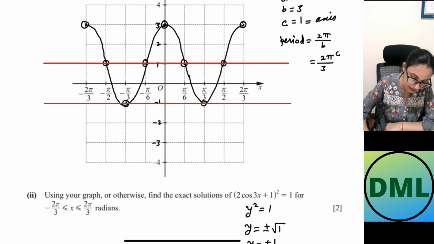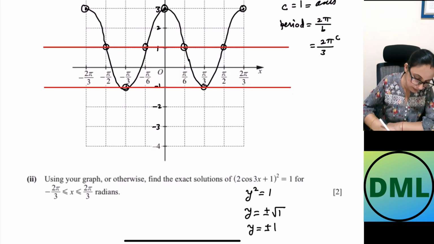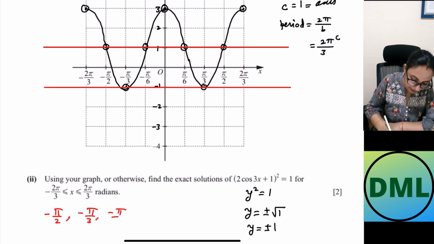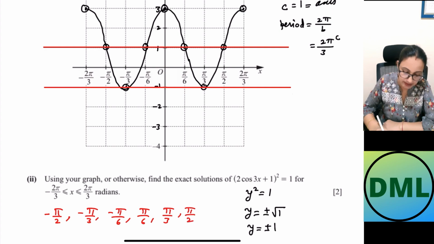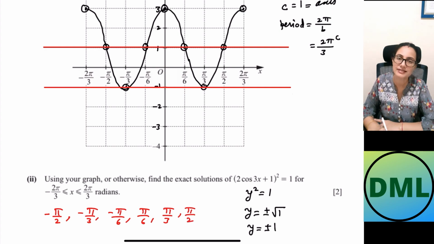Let's write down all the answers here. My answers will be minus pi by 2, minus pi by 3, minus pi by 6, as well as pi by 6, pi by 3 and pi by 2. These are all the answers for this part.